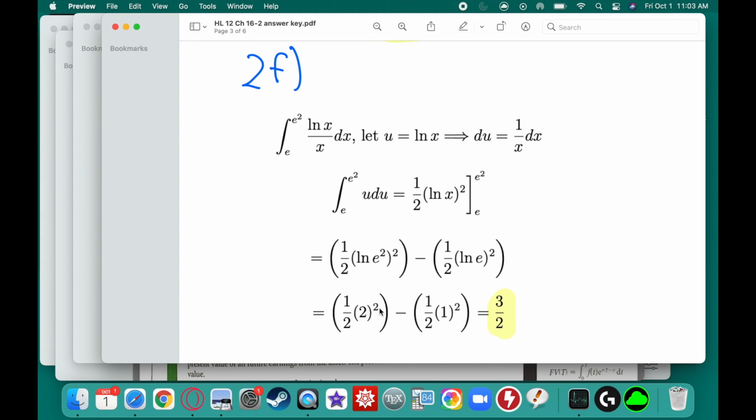All right, 2 squared is 4, so 4 over 2 is what this is. And over here, 1 squared is just 1, so this is going to be 1 over 2. 4 over 2 minus 1 over 2 is 3 over 2. There you go. So again, a little bit of algebra know-how actually saves the day. Not bad. Let's keep going.